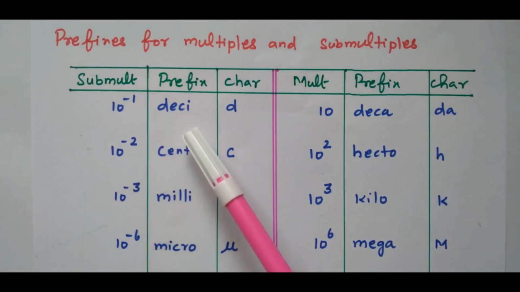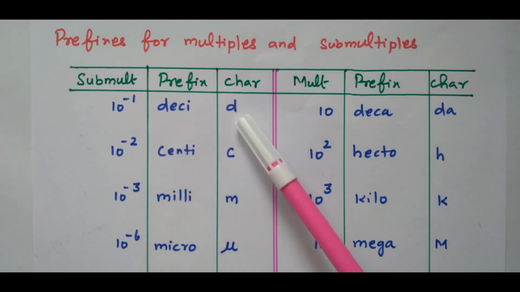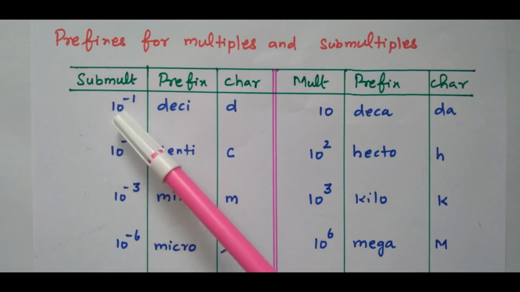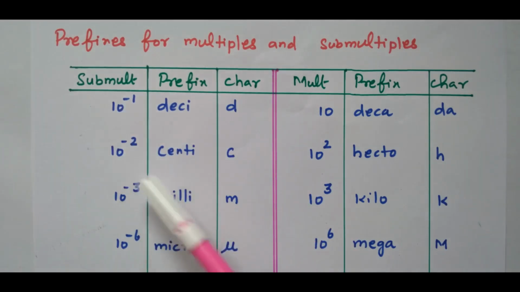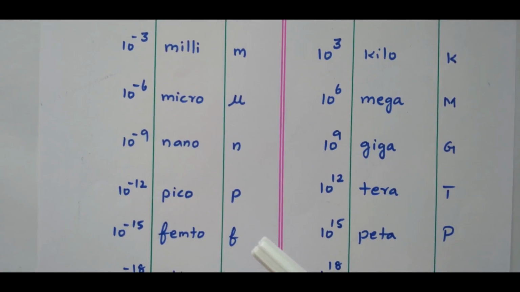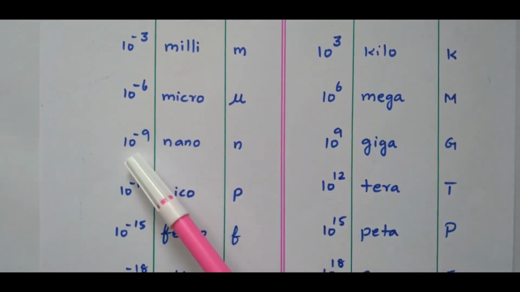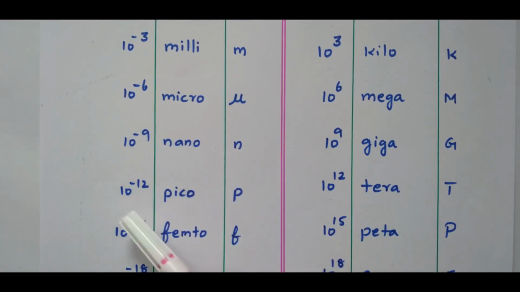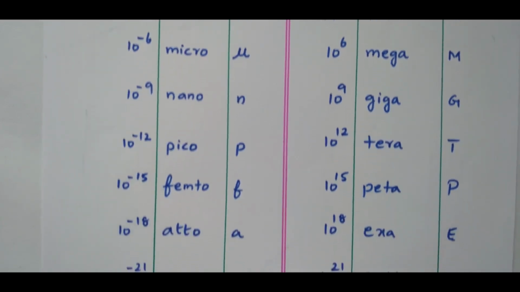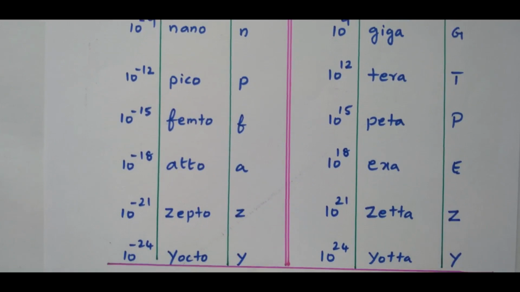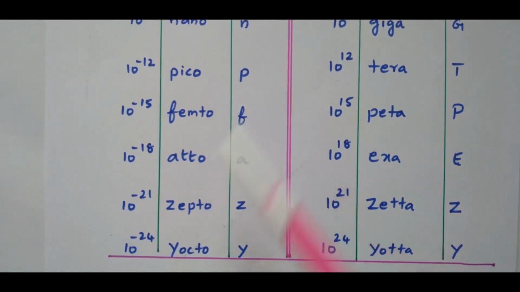10 to the power minus 1, the prefix is deci, the symbol is d. 10 to the power minus 2 means centi, c. 10 to the power minus 3 means milli, the symbol is m. 10 to the power minus 6 is micro, the symbol is mu. 10 to the power minus 9 means nano, n. 10 to the power minus 12 means pico, the symbol is p. 10 to the power minus 15 is femto, the symbol is f. 10 to the power minus 18 means atto, a. 10 to the power minus 21 means zepto, z. 10 to the power minus 24 means yocto, y.